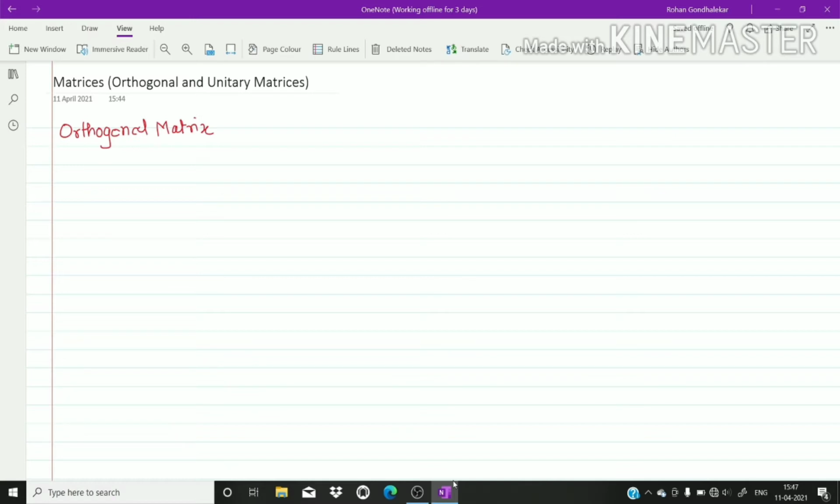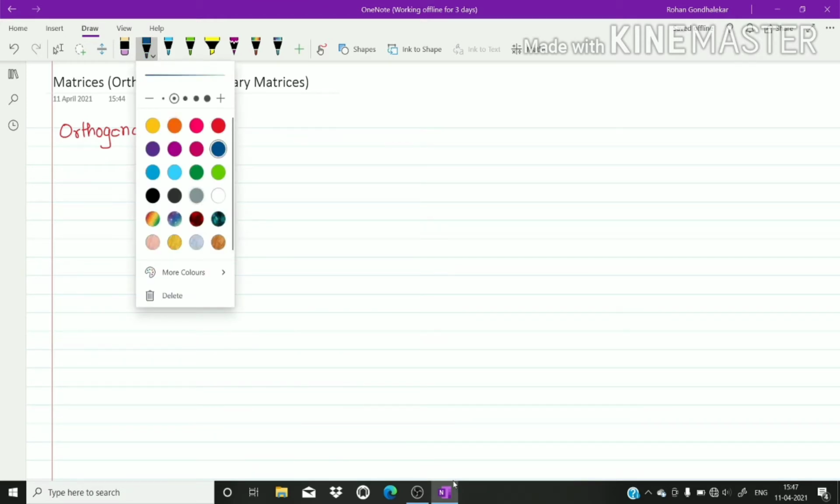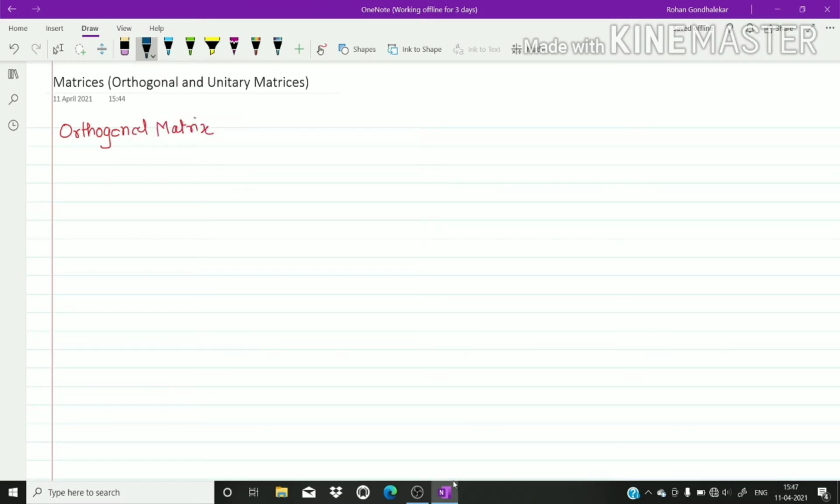Now, in this lecture, we are going to discuss the next type of matrix, that is called orthogonal matrix. So, first, we are going to see the definition of the orthogonal matrices. I hope you are aware of the concept of orthogonal vectors. Here also we are going to study the orthogonal matrix. Orthogonal vector also deals with the dot product of the vectors. Here also we are going to take a matrix multiplication.